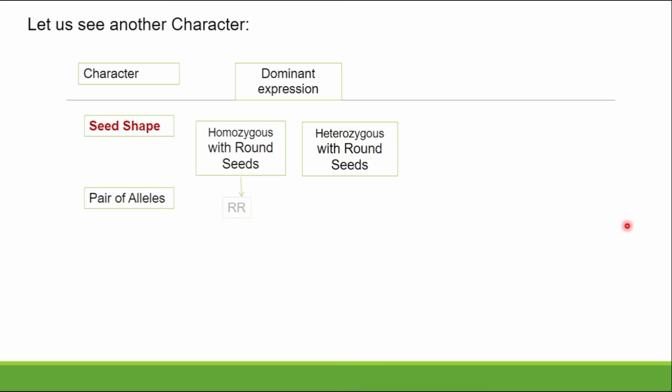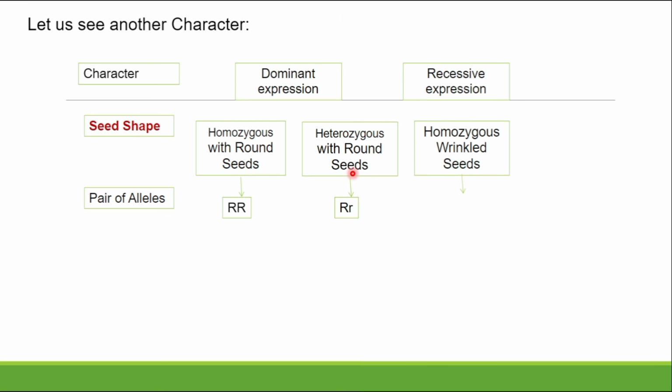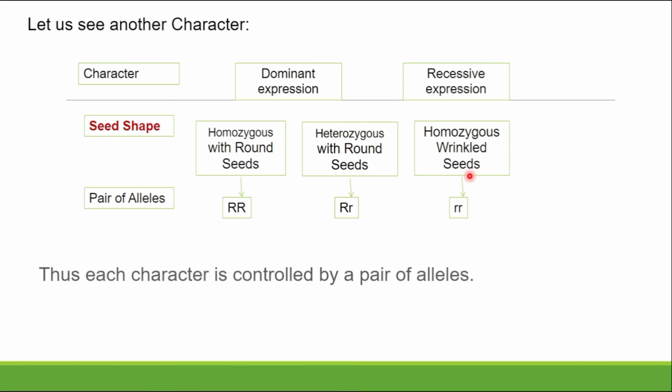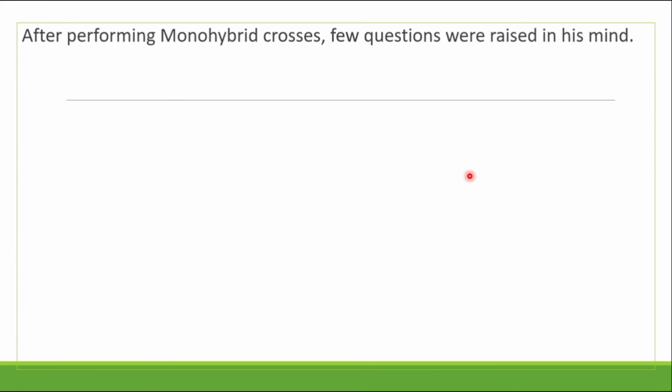As for the seed shape, again there are two characteristics, a dominant and a recessive one. What's the dominant expression? It is again of two forms. First is the homozygous pure round seed and the heterozygous round seed, which is capital R and small r. And the second one is recessive, that is the homozygous wrinkled seed, which is small r. Thus each characteristic is controlled by a pair of alleles.